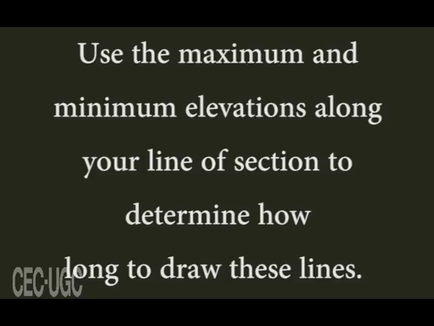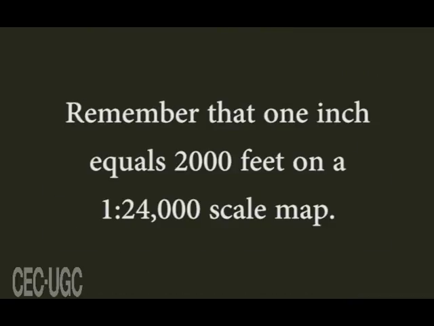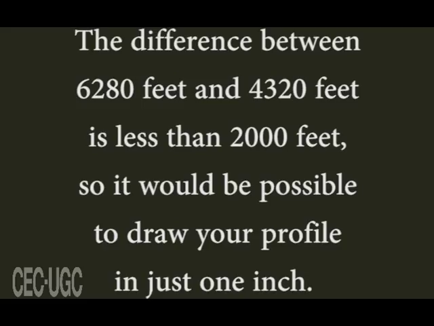Use the maximum and minimum elevations along your line of section to determine how long to draw these lines. For example, if your minimum elevation is 4,320 feet and your maximum elevation is 6,280 feet, you will want your vertical line to be at least 2 inches long. Remember that 1 inch equals 2000 feet on a 1:24,000 scale map. The difference between 6,280 feet and 4,320 feet is less than 2000 feet. So, it would be possible to draw your profile in just 1 inch.